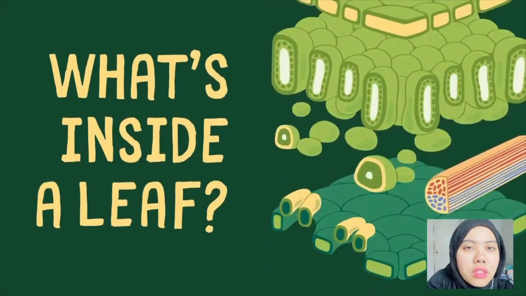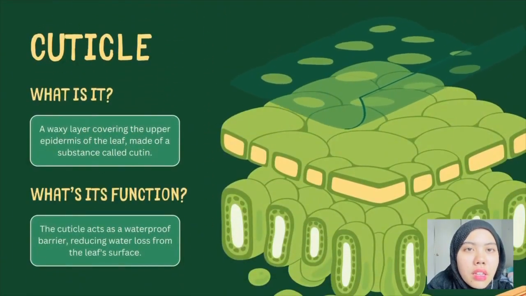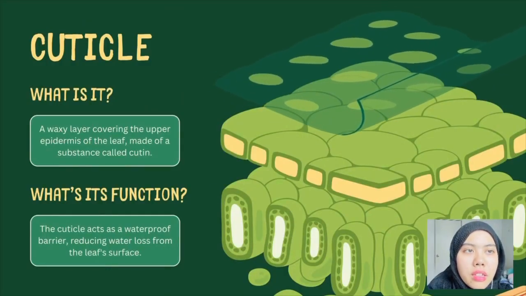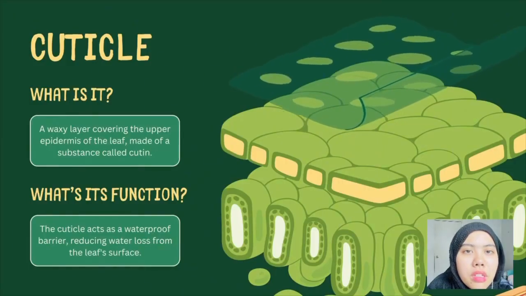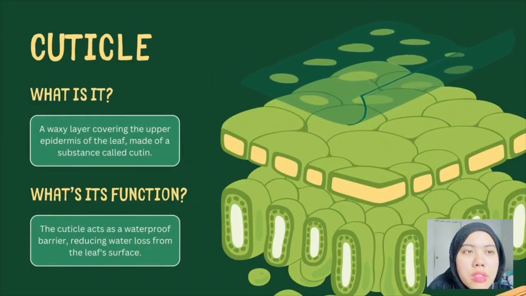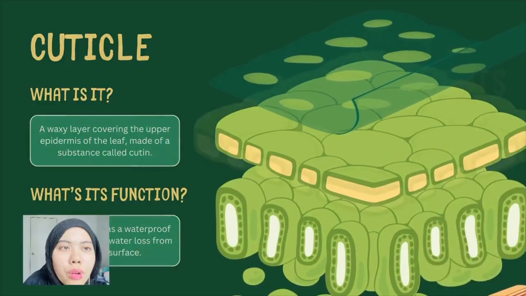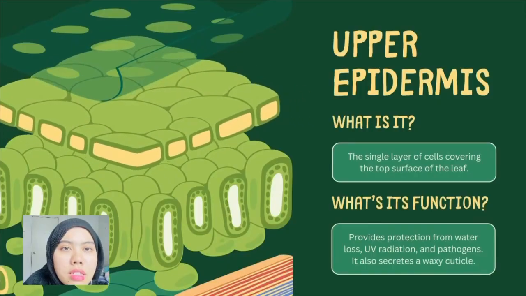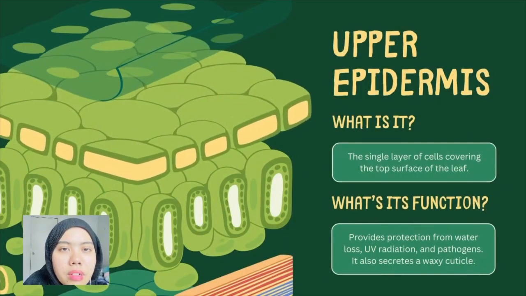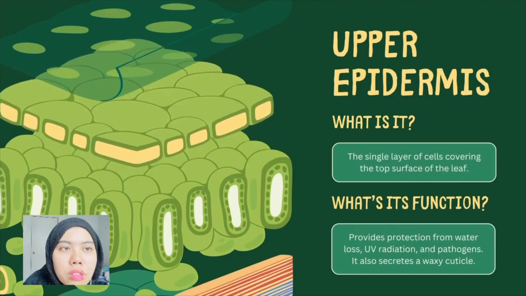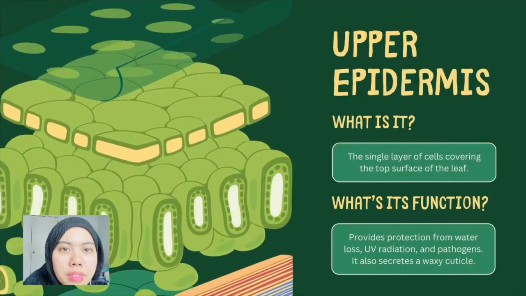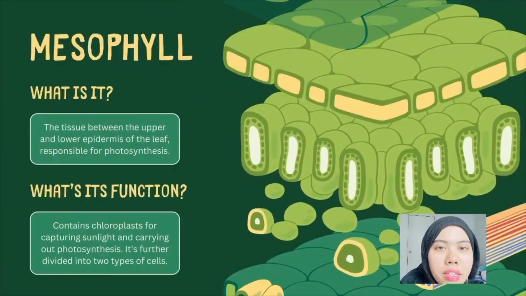Structure of leaf. There is the cuticle, a waxy layer that cloaks the upper epidermis of the leaf. This cuticle shield acts as a waterproof barrier, reducing water loss from the leaf surface. Beneath this waxy coat lies the upper epidermis, a single layer of cells that serve as the leaf's protective armor. It shields against water loss, UV radiation, and pathogens, while secreting the cuticle. Nestled between the upper and lower epidermis, we find the mesophyll.